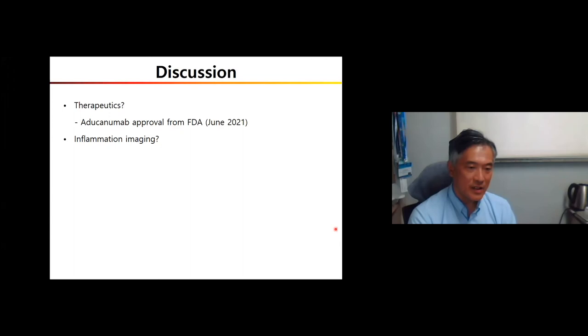So I think we still argue about why we have to do the tau imaging, but in my thought, sooner or later we can see why we have to use tau imaging agents in the literature maybe. So I think Min-seok So can answer, or later on Professor Yu-kyung Kim can answer this question.